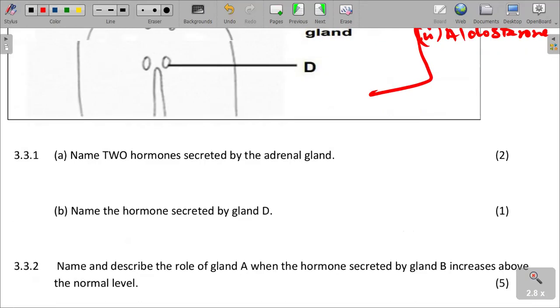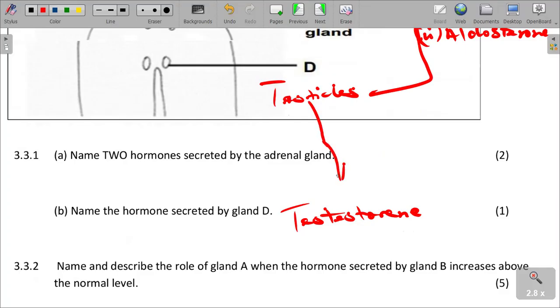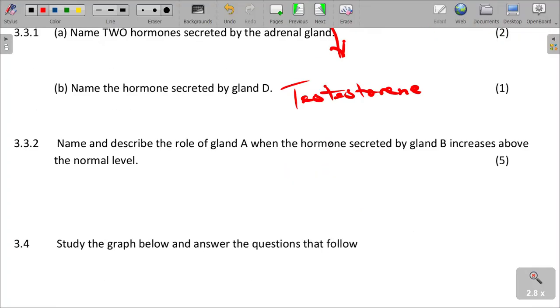And then name the hormone secreted by gland G. G is the testicles. It secretes what? Testosterone. Testosterone hormone is the one that is secreted from D there. It is the testicles here. Therefore, they secrete what? Testosterone hormone. They secrete testosterone hormone there.